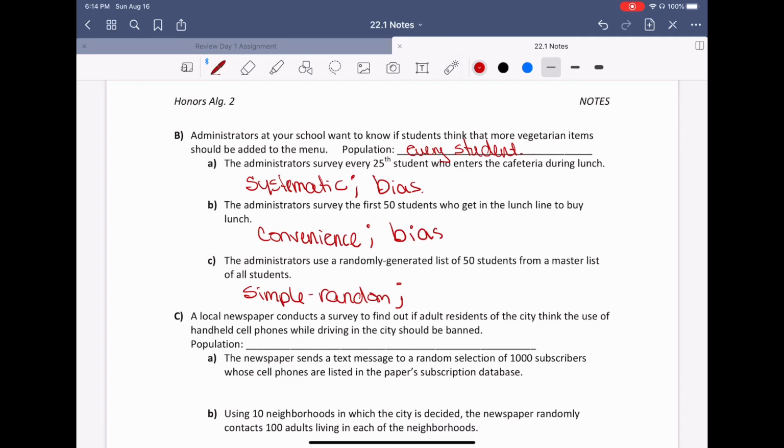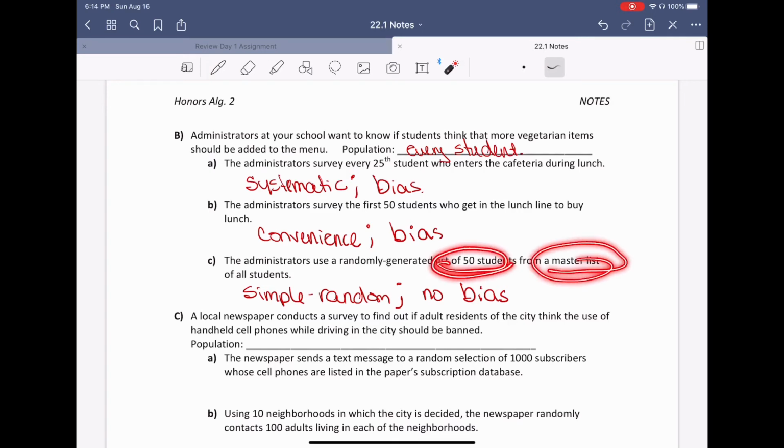Is there a bias? Well, when we think about this list being generated from the master list, right, which is the list that includes every single student, there is no bias being imposed here. Because it does not matter if the student takes their own lunch from home or eats in the cafeteria or goes off campus. They are asking the honest and sincere opinion of every single student, or at least those 50 students from the master list of students.